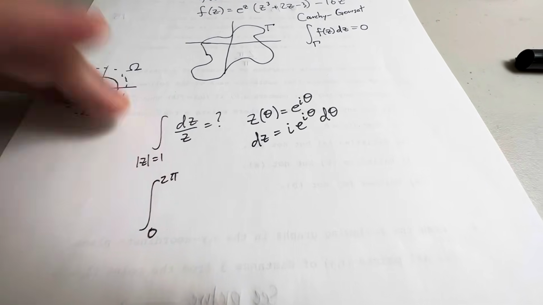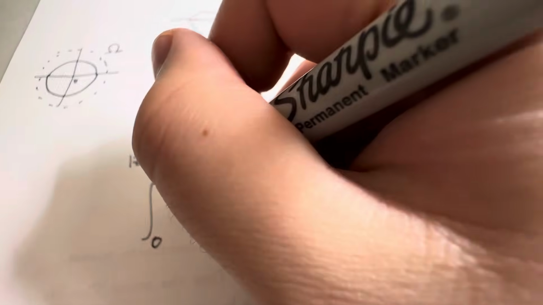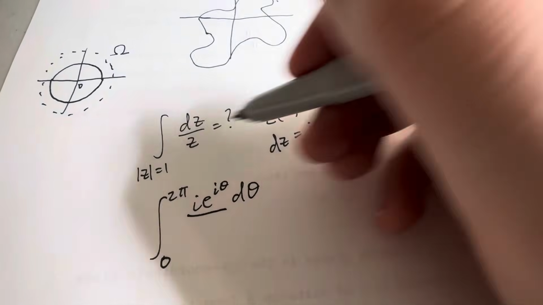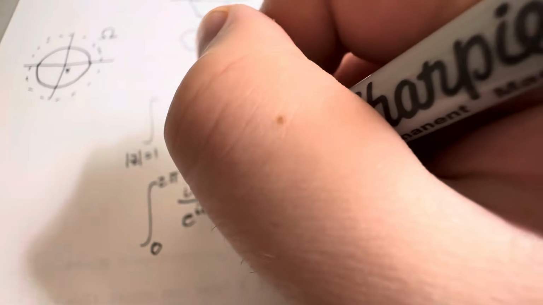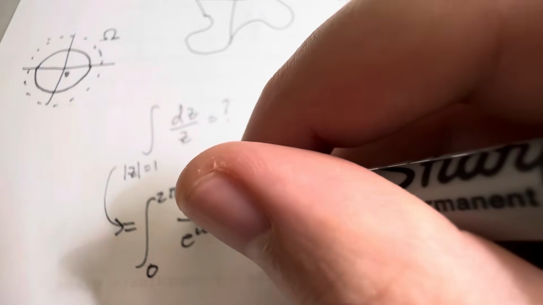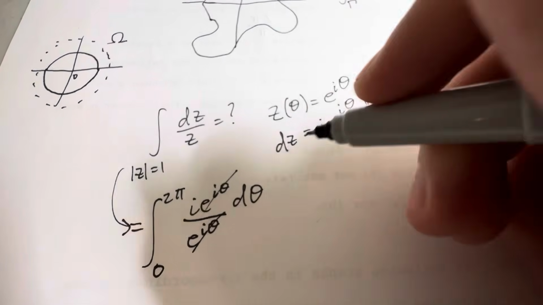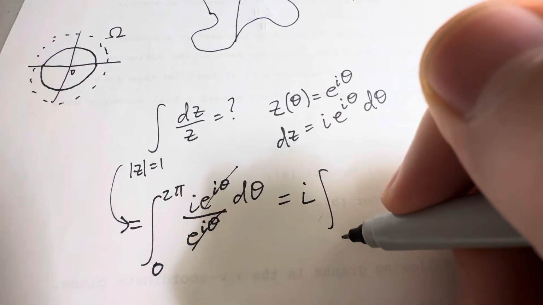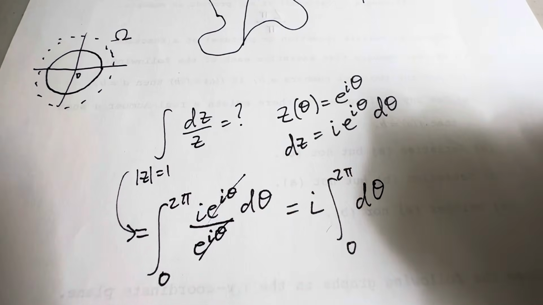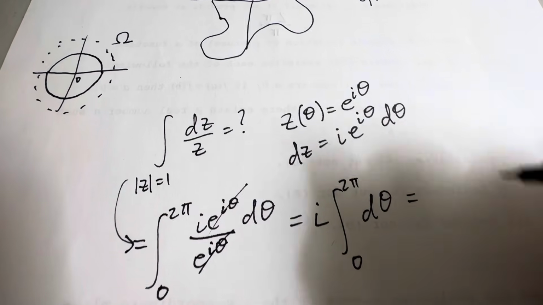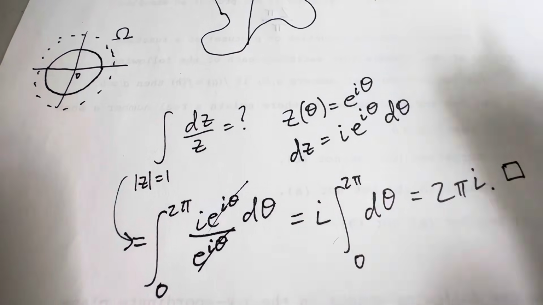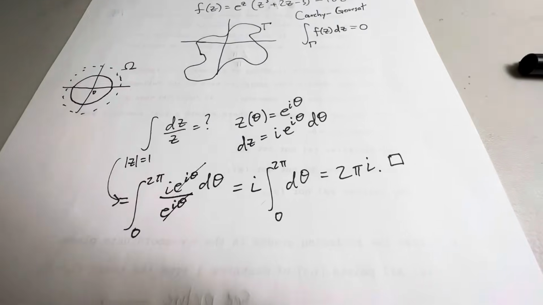So we integrate from 0 to 2 pi. We put dz in the top, so I have e to the i theta d theta, and then we divide by z, which is e to the i theta. We get some really nice cancellation, and then the i can pop out. So we have i times the integral from 0 to 2 pi of d theta. This integral is really nice to figure out. It's just equal to 2 pi. So I end up with 2 pi i. We got an answer that wasn't equal to 0.